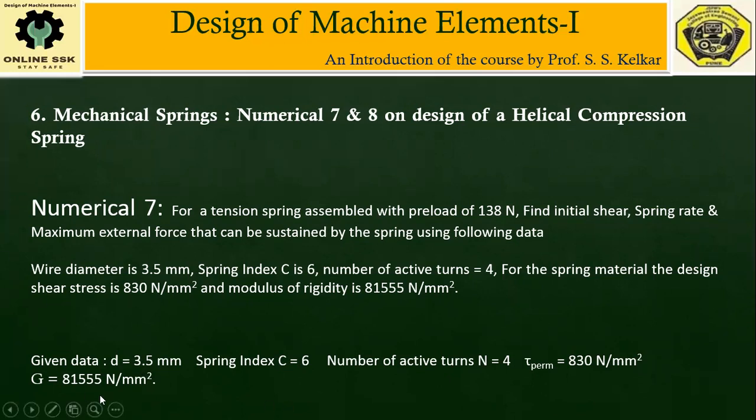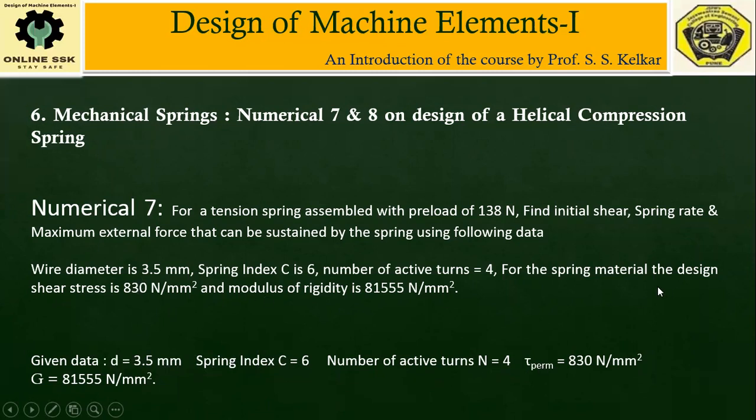So to proceed with, we have enlisted the given data. d is equal to 3.5, spring index C is equal to capital D upon small d, equal to 6. So capital D will be C multiplied by small d. We are in position to calculate mean coil diameter capital D, that is 6 multiplied by 3.5. Number of active turns N is equal to 4.